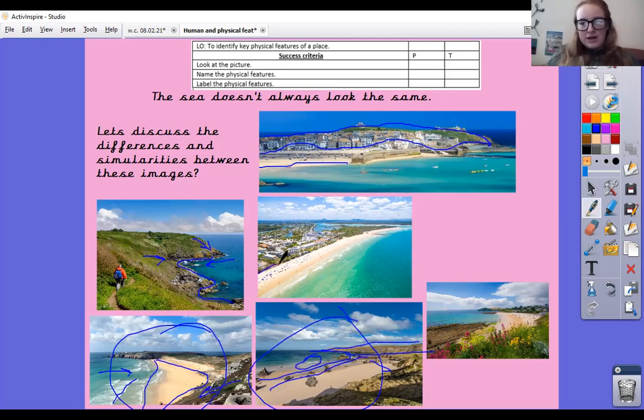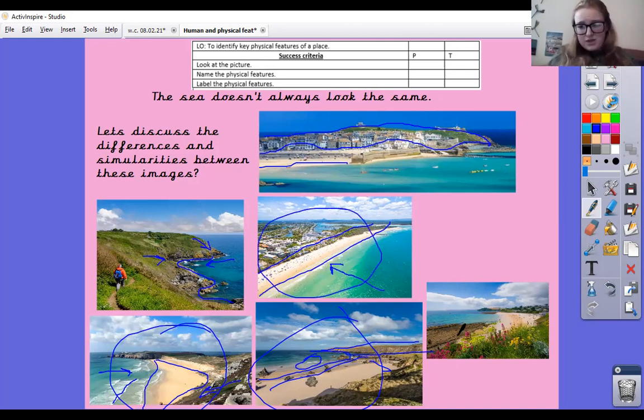Let's look at this one. Let's ignore the town. We're looking at physical features. I can see some forests and some trees. We talked about before, sometimes beaches have forests and trees at the edge of them. We can see the beach here, and we can see the sea coming onto the beach. So all together, this is called the coast.